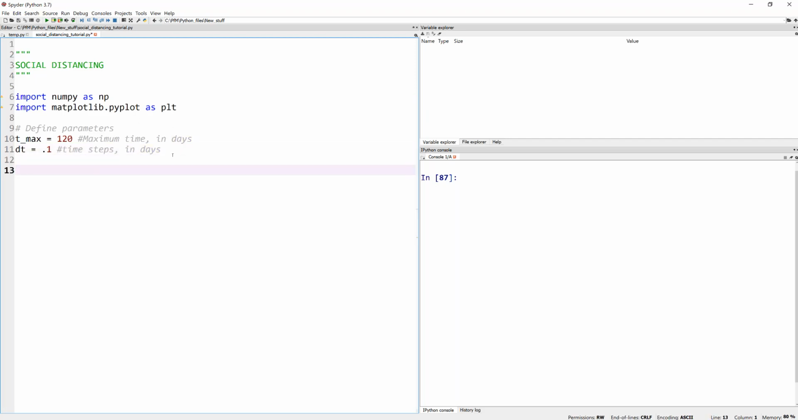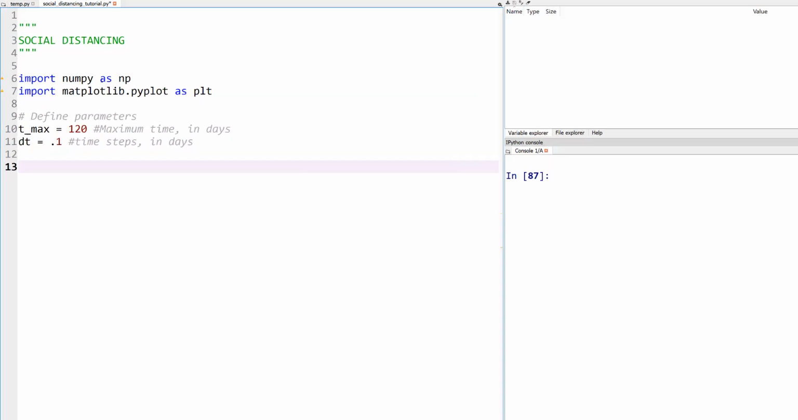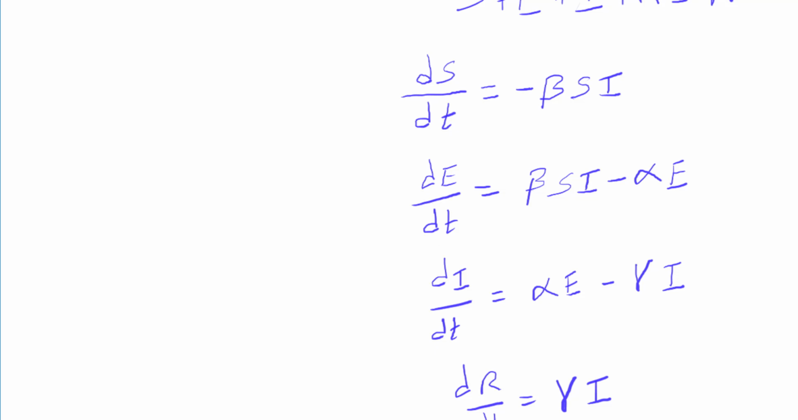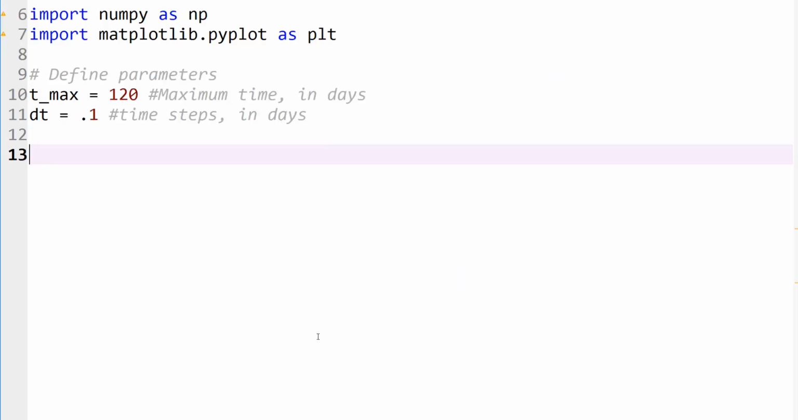Okay, so first of all, let's import the required libraries. We're going to use NumPy to manage and play with our numbers, and matplotlib pyplot to do the plotting at the end. So let's start defining our parameters. The maximum time is how long we want to run this simulation, and I'm setting it to 120 days because after 120 days we are on the other side of this curve. And the change in time, remember this dt right there, the time step that I want to simulate with is 0.1 days.